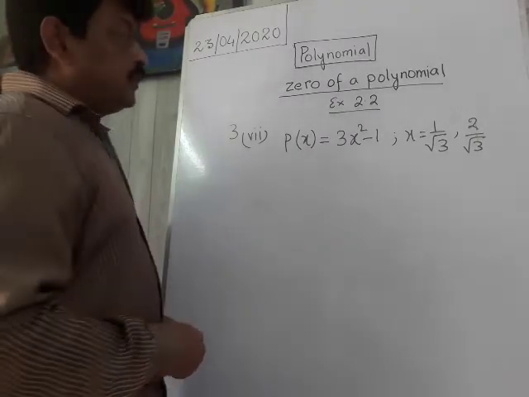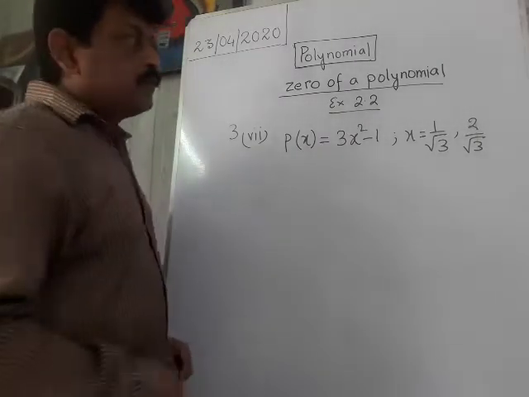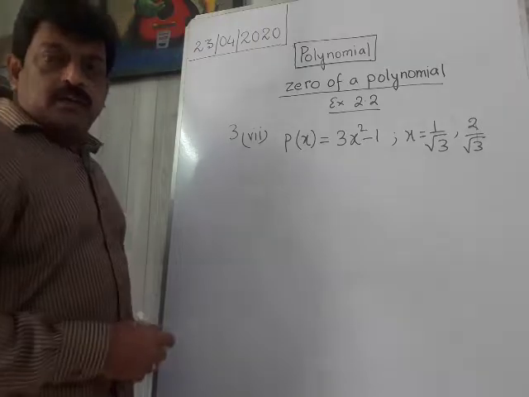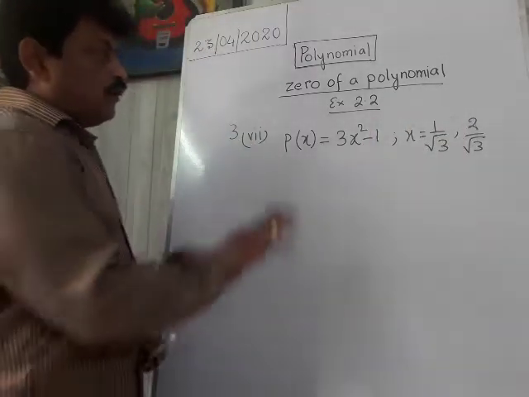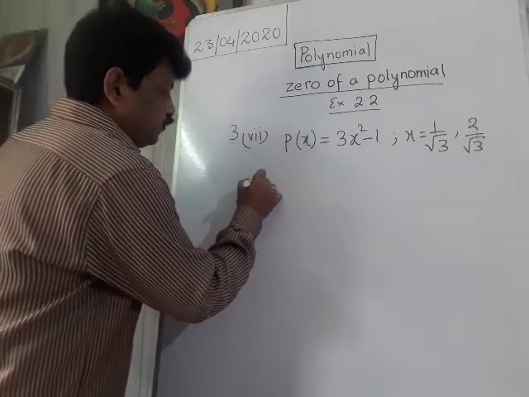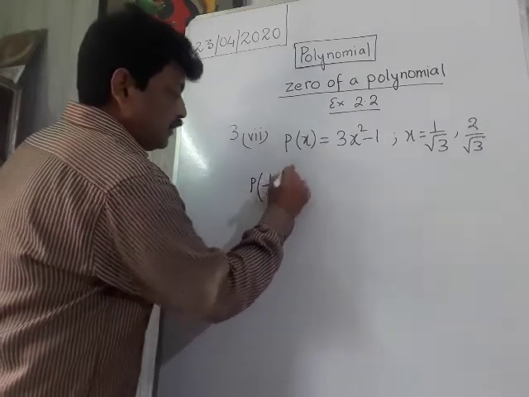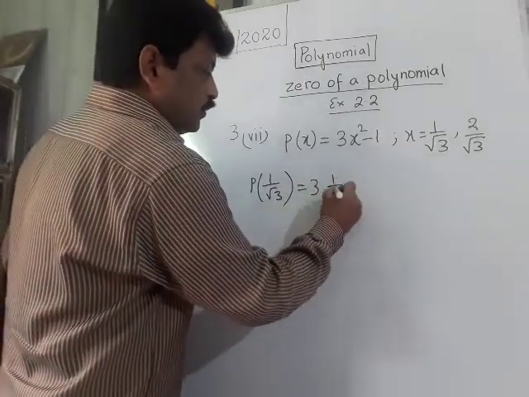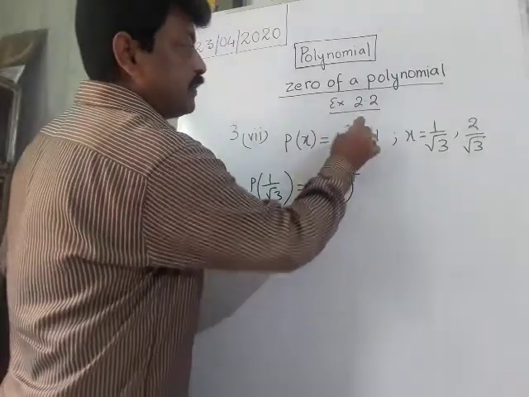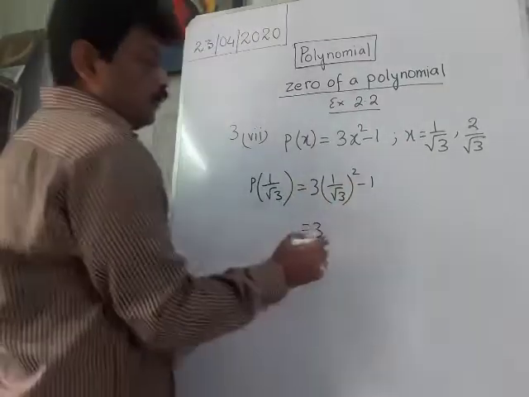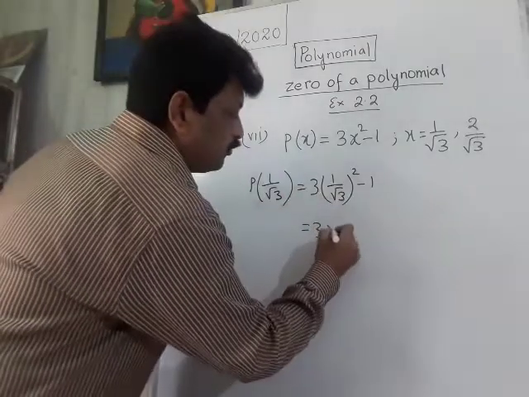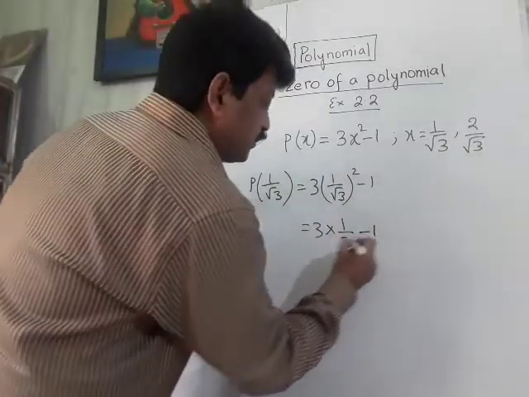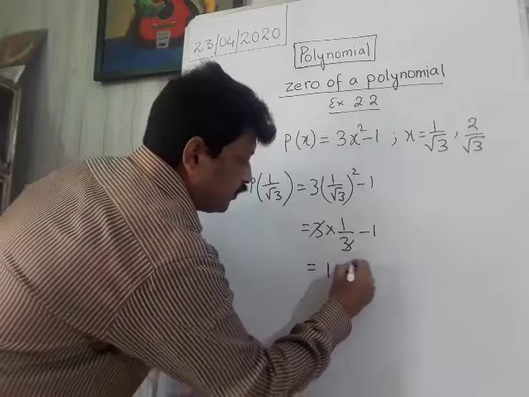Another example of polynomial, p(x) equals 3x square minus 1. Two real values of x are given, 1 upon root 3 and 2 upon root 3. We have to check whether both are zeros or not of this polynomial. So p(1 upon root 3) equals 3, and in place of x I have to write 1 upon root 3. So 1 upon root 3 whole square is there, minus 1. After squaring, it will become 1 upon 3 only. 1 square is 1, root 3 square is 3, minus 1. This 3 gets cancelled. 1 minus 1 equals 0.